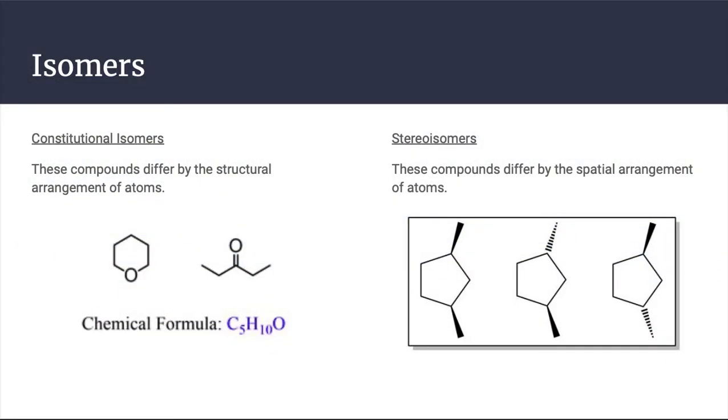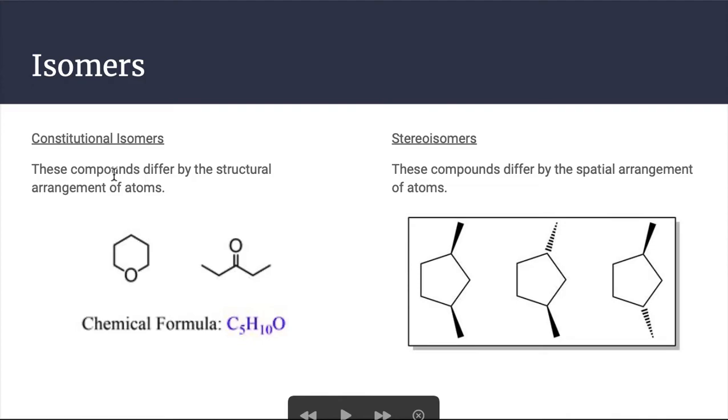So first off, we're going to talk about isomers. Isomers are basically compounds that have the same chemical or molecular formula, but they differ based on their structure. And isomers are of two types. There's constitutional isomers and stereoisomers.